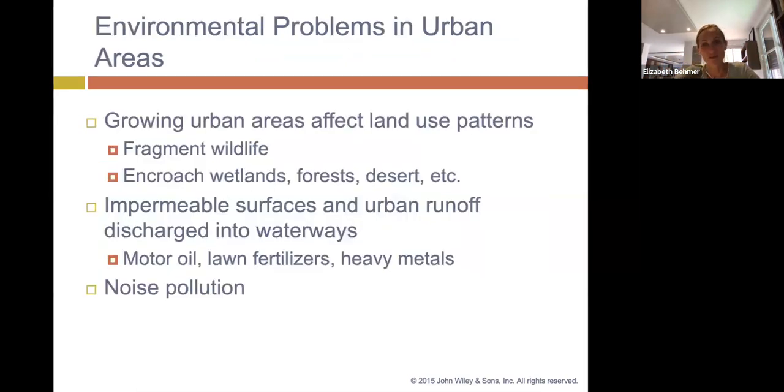As you can imagine, we have a lot of environmental problems in urban areas. We have habitat fragmentation, as cities encroach on wetlands, forests, and deserts, and impermeable surfaces and urban runoff discharged into waterways. Impermeable surfaces mean water can't leak through, so there's so much runoff and waste. So we have motor oil, lawn fertilizers, heavy metals. We have noise pollution.